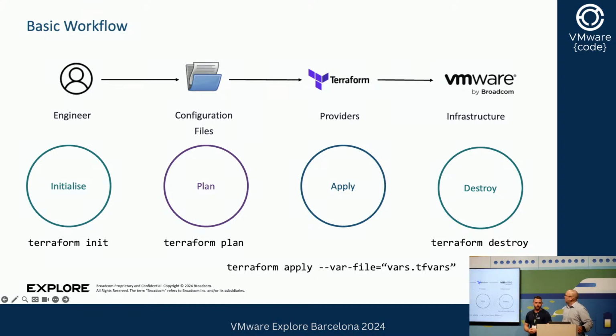So what you're seeing up there is just a basic workflow. So an engineer gets given a task, they need to write some code for it. They'll write that code into configuration files. That will use a provider to interact with the objects it needs to, and then at the end of it you'll have infrastructure that's been deployed by code. And there are 4 main commands that you'll probably use. There are more than 4, but these are the 4 to kind of get you started.